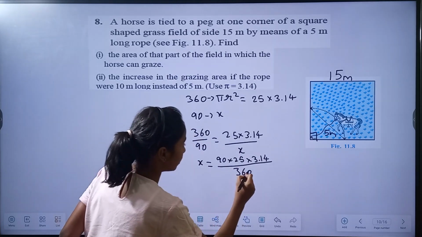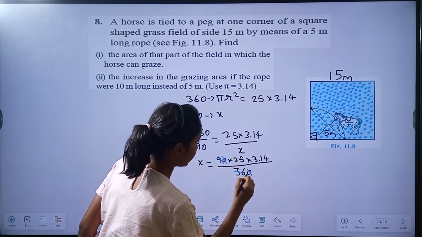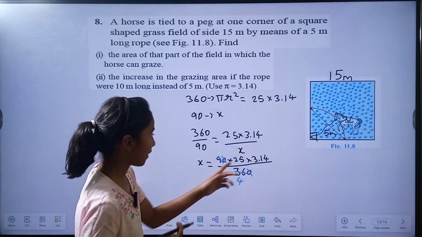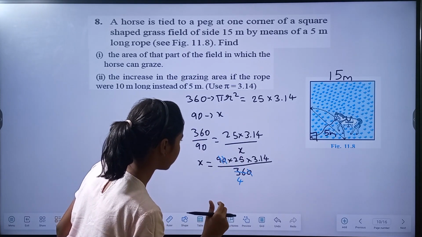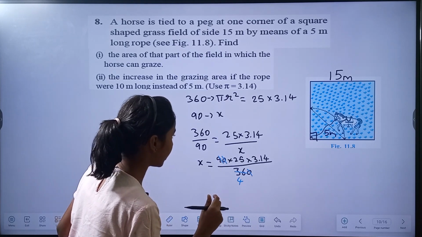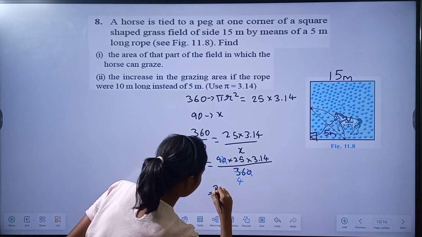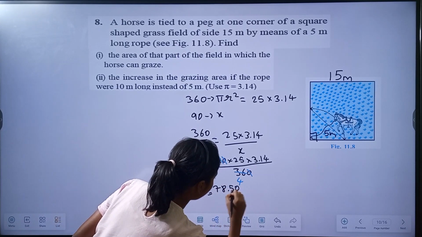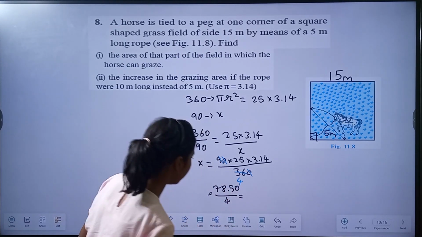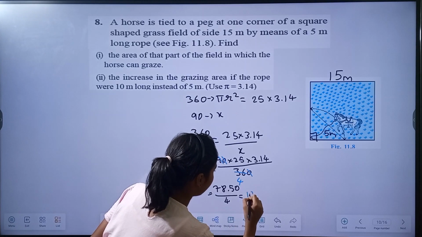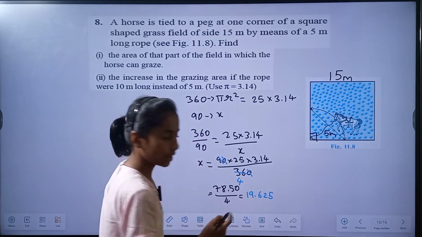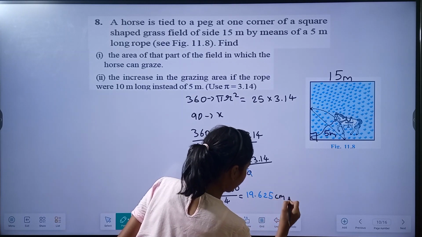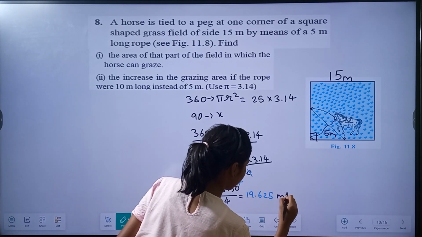So you can cancel 0, 9 is 36. This will be 4. So 25 into 3.14 is 78.50. 78.50 whole by 4 equals 19.625 centimeter square. Meter square. Units, we have to be careful.